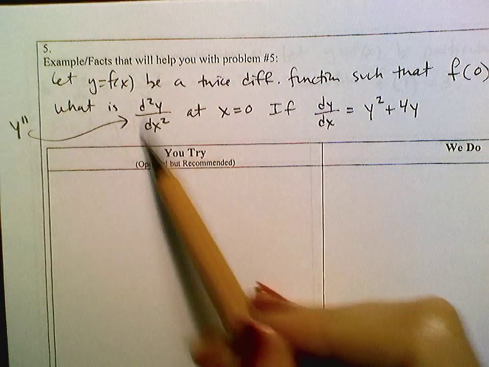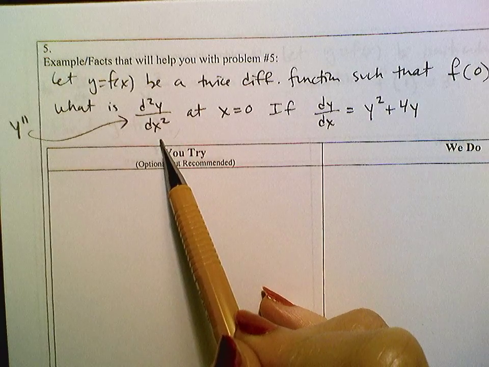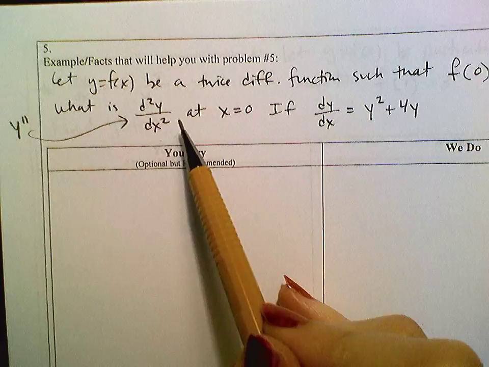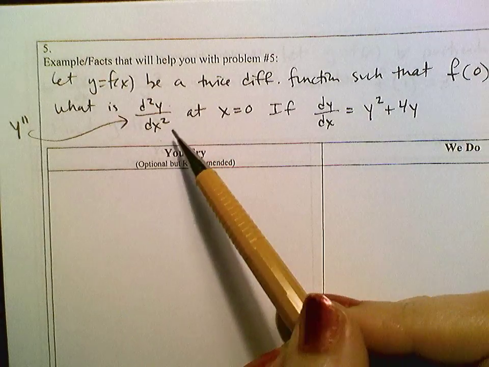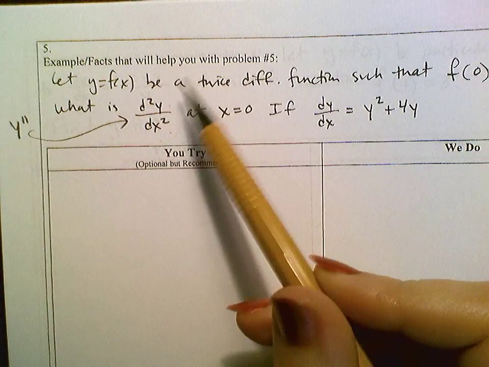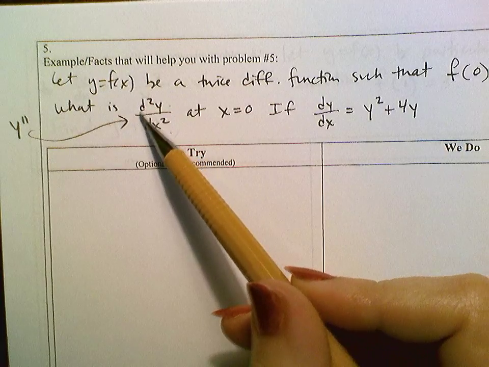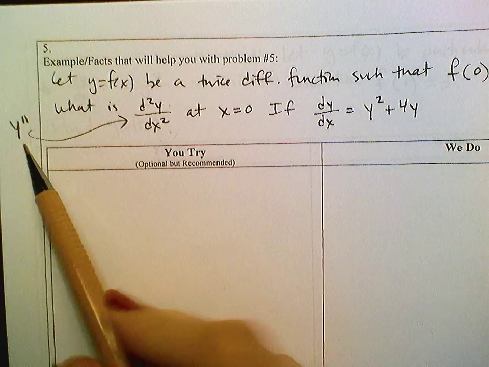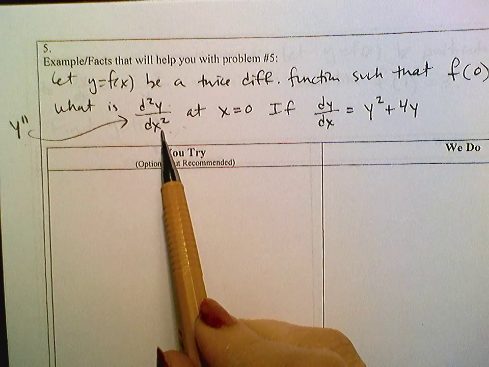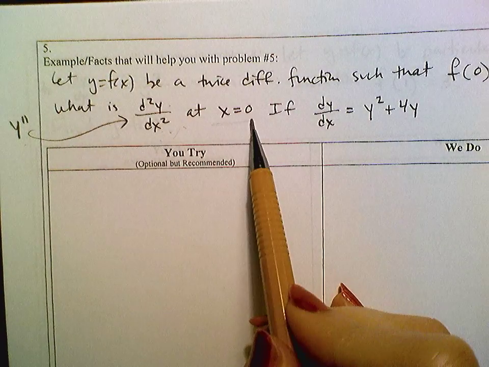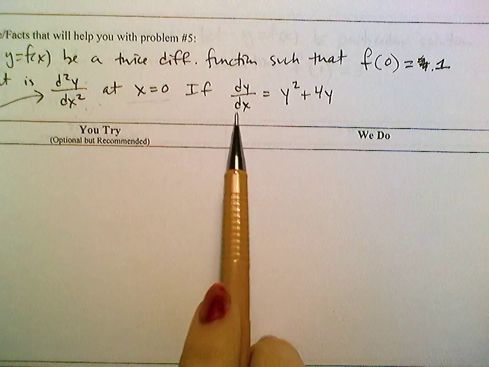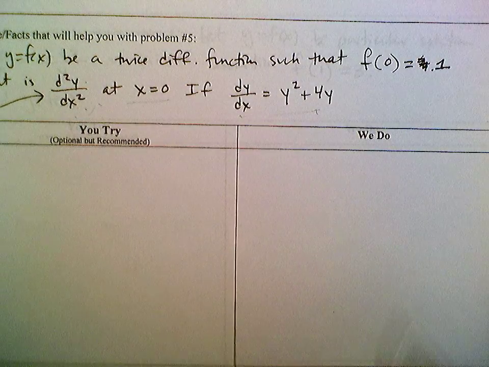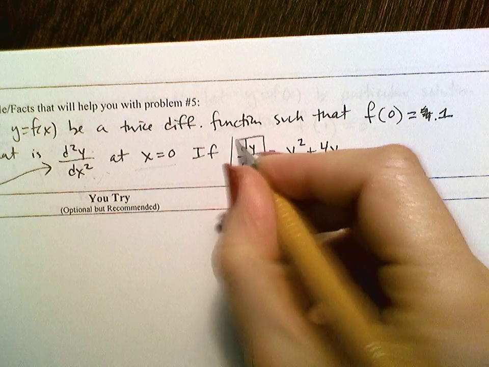Okay, so what is this? I don't even know how you'd say that. I would say the second derivative of y with respect to x. But if you're reading it literally, you'd say d squared y over dx squared, I guess. But it means y double prime. It's the same thing. So what is the value of the second derivative at x equals 0 if the first derivative is this?